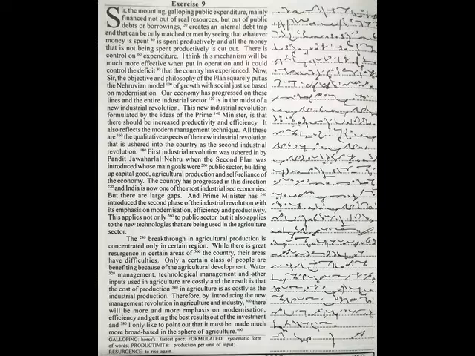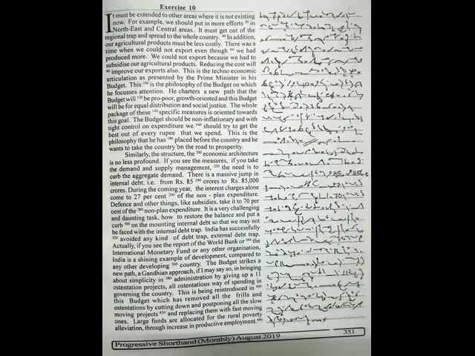It must be extended to other areas where it is not existing now. For example, we should put in more efforts in the northeast and central areas. It must get out of the regional trap and spread to the whole country. In addition, our agricultural products must be less costly. There was a time when we could not export even though we had produced more. We could not export because we had to subsidize our agricultural products. Reducing the cost will improve our exports also.